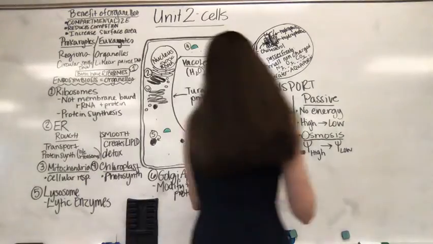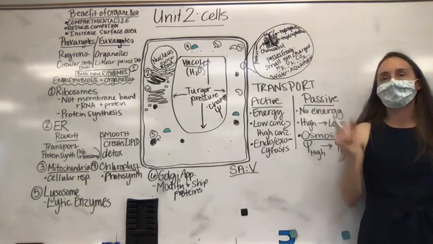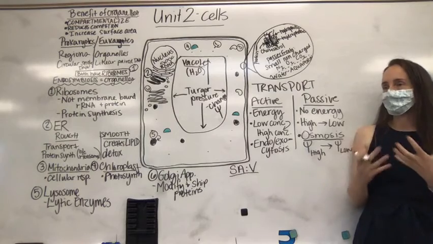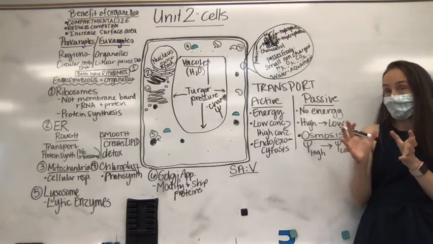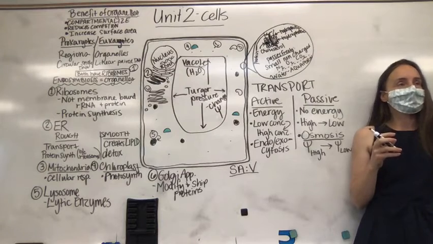So surface area to volume ratio: the larger your surface area is in comparison to your volume, the better off your cell is. But of course we need some of that volume, so it's got to find a sweet spot, right? So cells have a limit to how big they can be. We just don't have a ton. One exception: the egg.